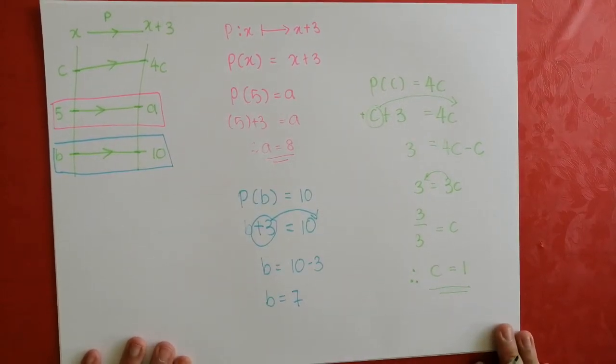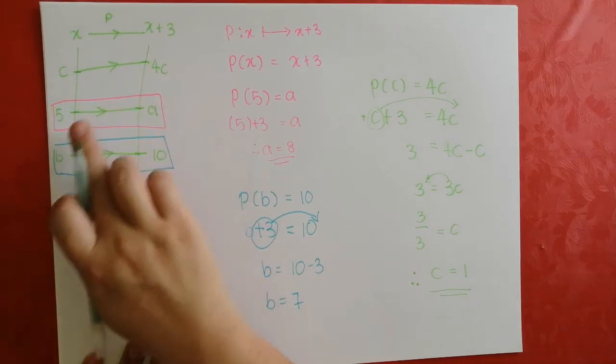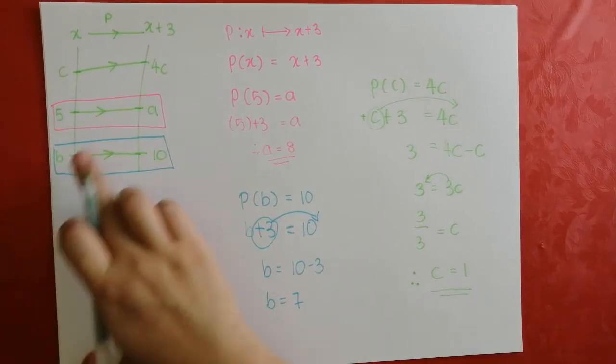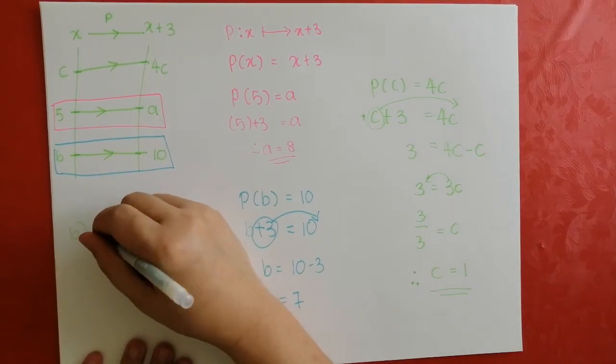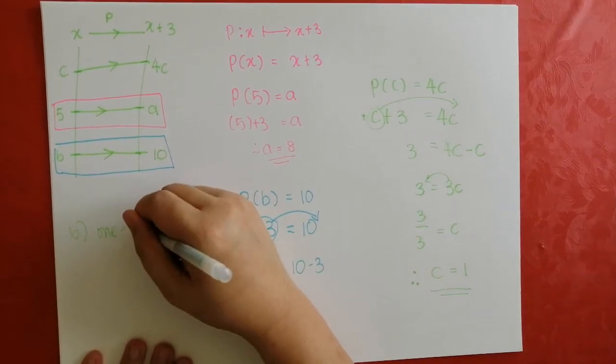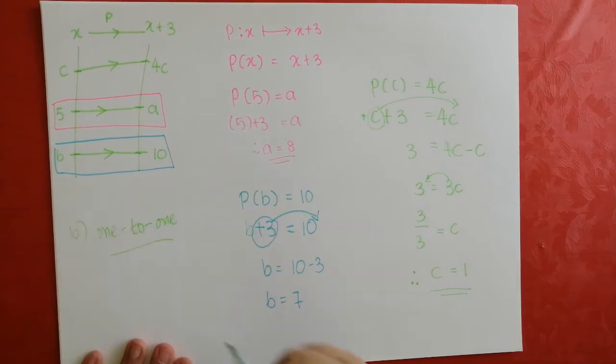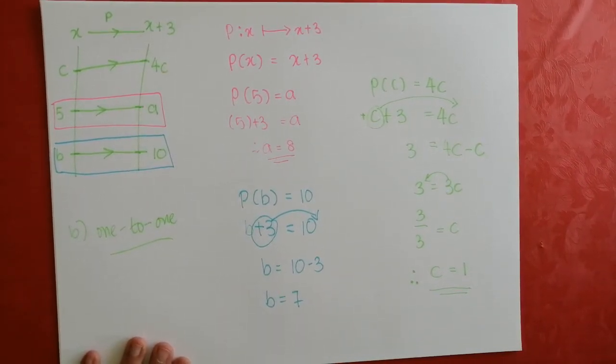Then part b, what type of function is this? If you look at the arrows, all the objects have one image. Therefore, for part b, we can say this is a one-to-one function. Then let's move on to the second miscellaneous example.